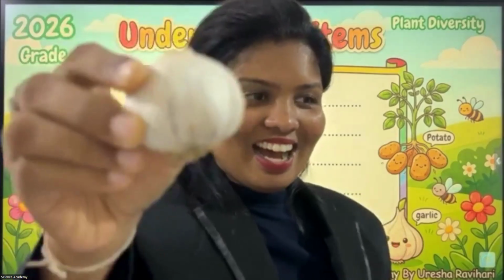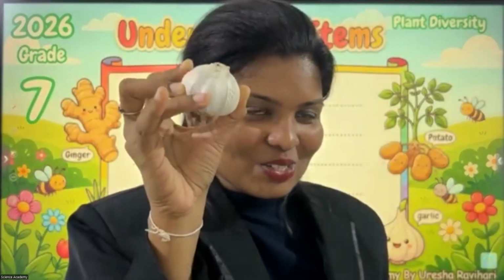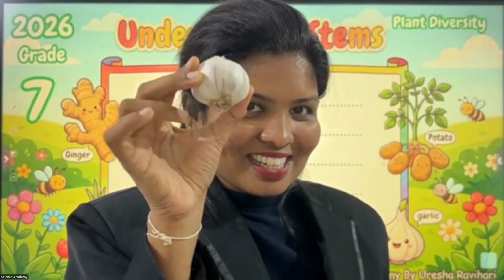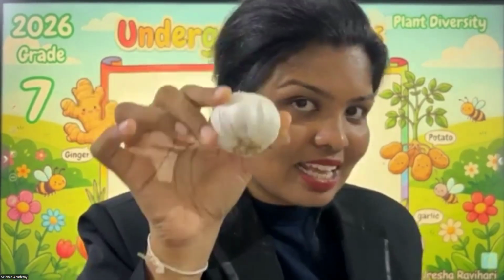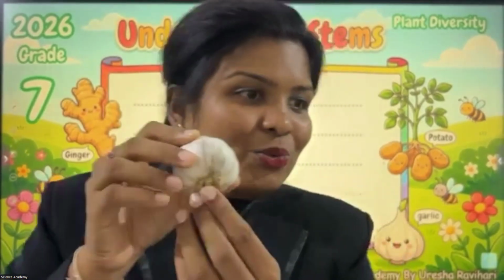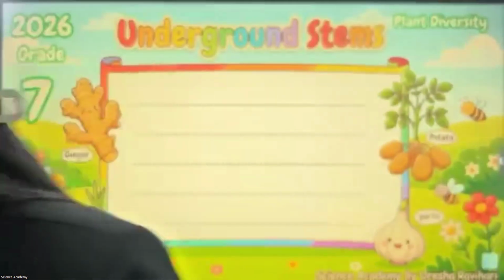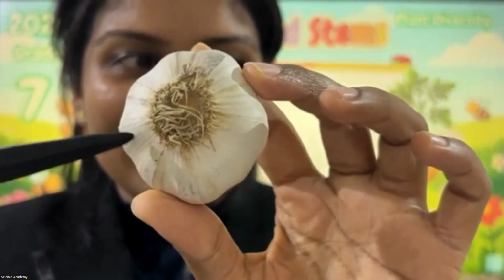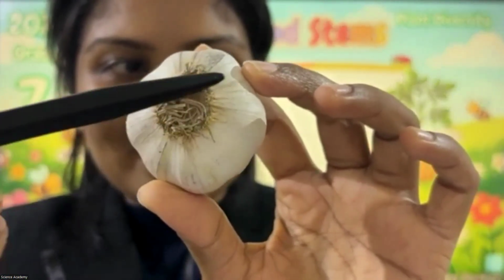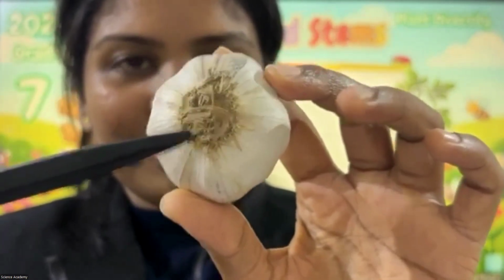Yes, teacher. Garlic is also a type of stem, an underground stem. Children, where are the roots located here? These are roots, children. Right? These around here are roots.